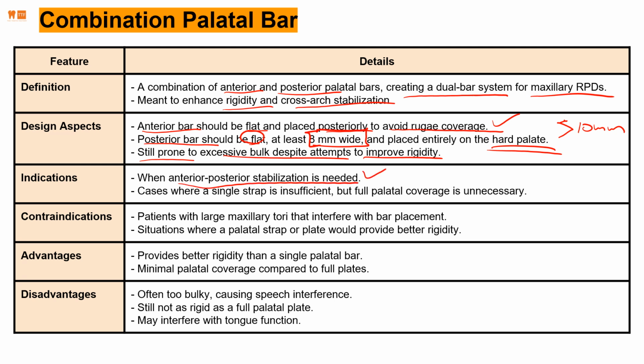Now, where cases have a single strap that is insufficient, but full palatal coverage is unnecessary, yeah, I mean, to me, that's a made-up indication, because look at the contraindication. Patients with large maxillary tori, like any other, situations where strap and plate would be better. That's 90% of the cases. Advantages: better rigidity than a single palatal bar, of course. Minimal palatal coverage compared to full plates, of course. But look at the disadvantages: too bulky, speech interference, not rigid, may interfere with tongue, and so on.